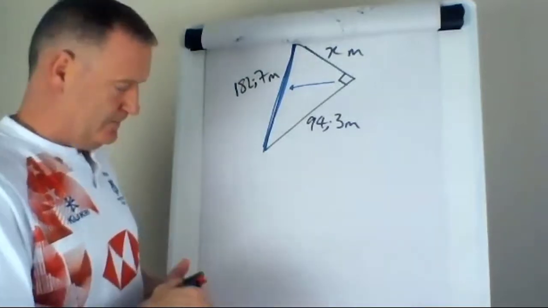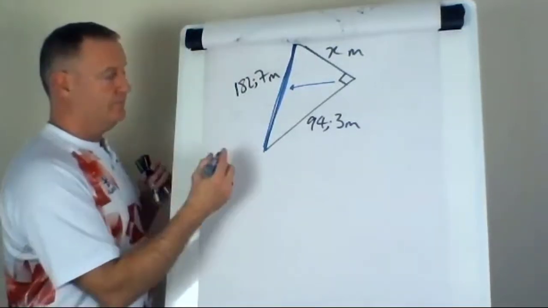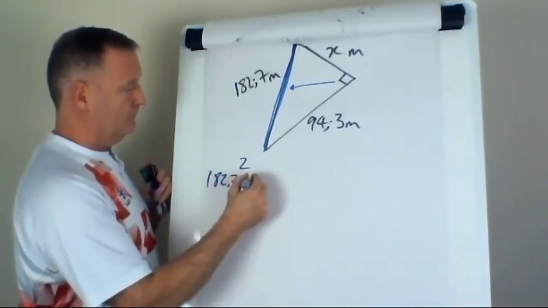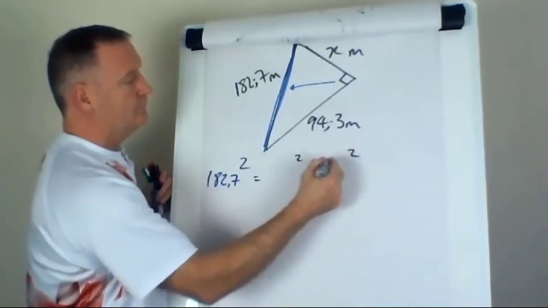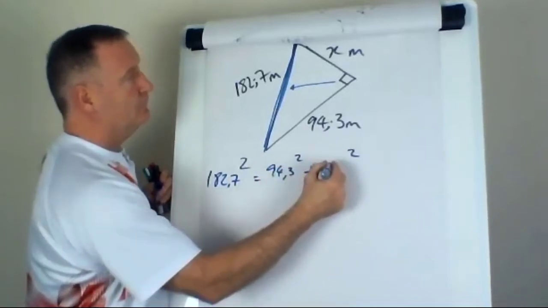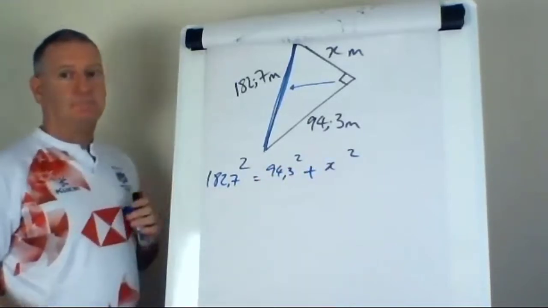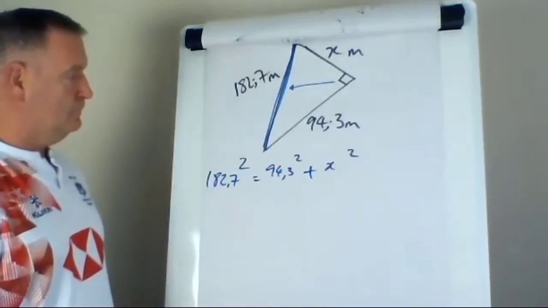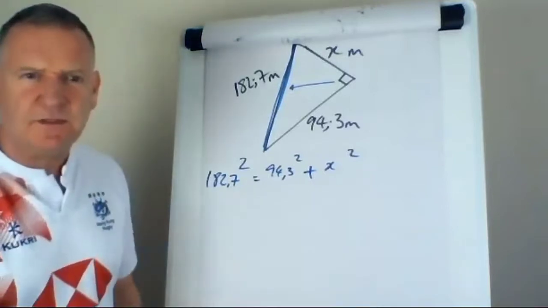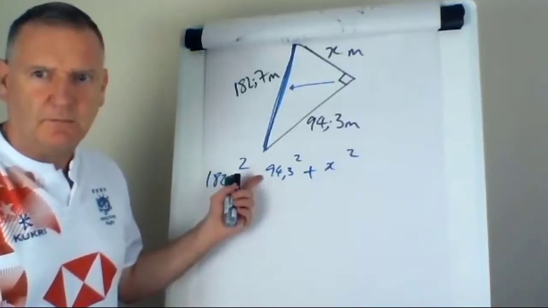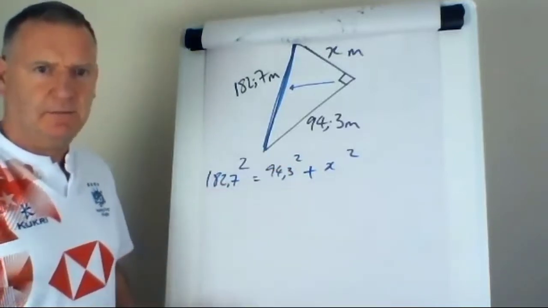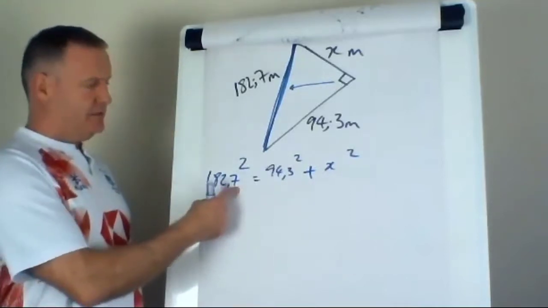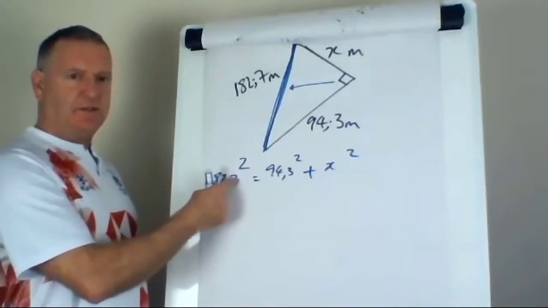Okay. Sorry, what's Pythagoras? The square of the hypotenuse is equal to the sum of the squares of the shorter sides. Don't know those numbers. They're not familiar. What is this on your calculator?